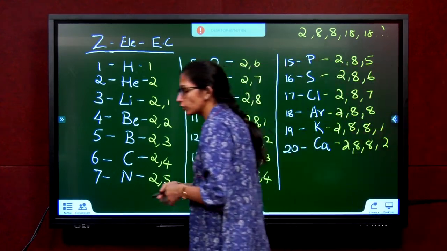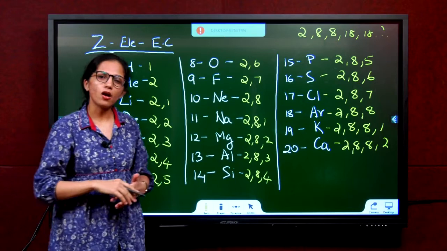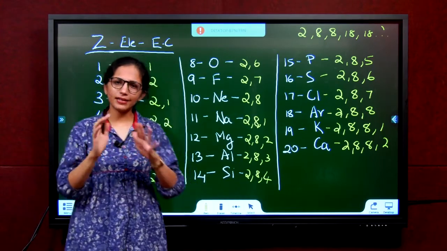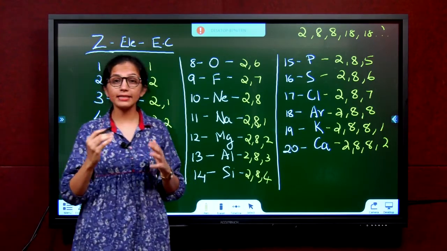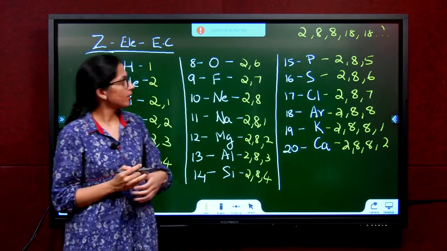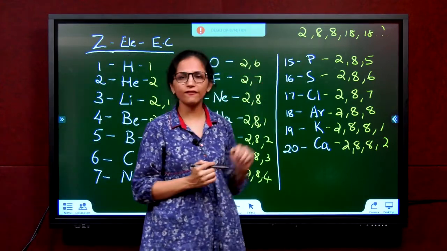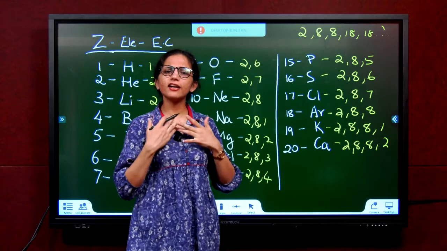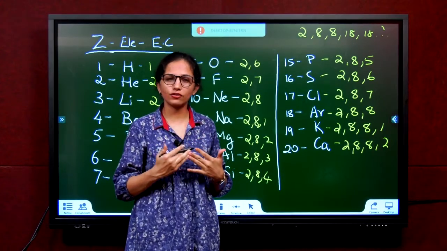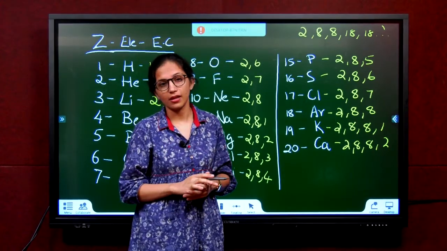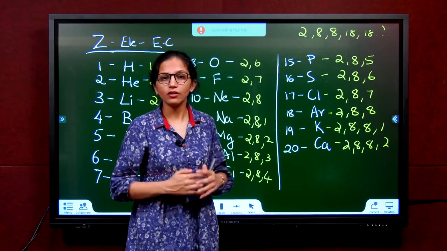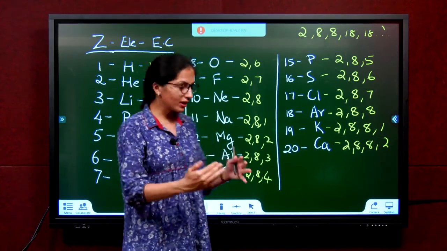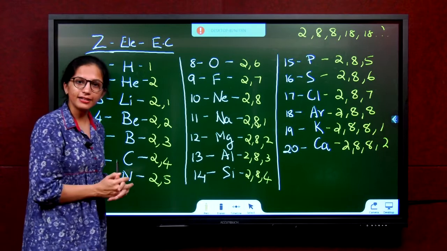Now, I told you something about inert. What is an inert element? An element that is completely stable. When is an element completely stable? When its shell is completely filled. When it has the maximum electrons, it is stable. Only when your stomach is full, you are satisfied. Only when the shells are full, it is satisfied.